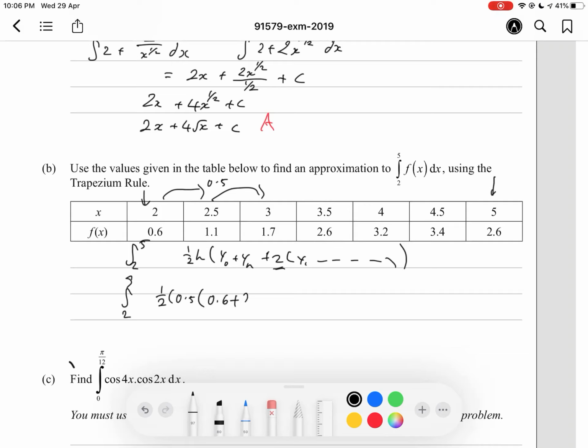So if we look at this, it becomes 1/2 times 0.5 times y0, which is 0.6, plus yn, which is 2.6, and then plus 2 times everything inside, which is 1.1 plus 1.7 plus 2.6 plus 3.2 plus 3.4. If you do some quick work on your calculator, you should get that this is equal to 6.8. Let me check the marking schedule. Yep, 6.8 is our answer. And that is again another achieve level question.